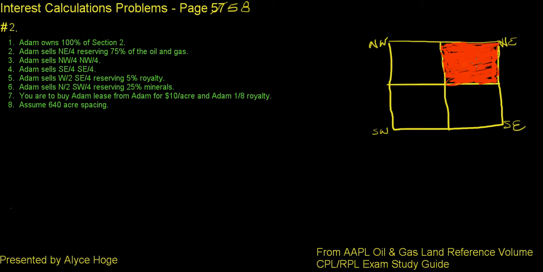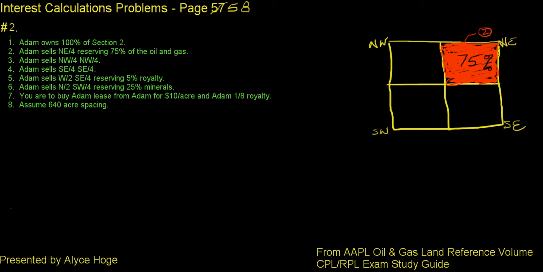And note that it says that Adam's reserving a 75% royalty interest. So I want to be able to show on my map that even though Adam sold this property, he did reserve 75% of it. So what I'm going to do is take in black, since that's the color that's going to designate what ownership is, and write 75% in here. That's going to show me that he sold it, but he retained 75%.